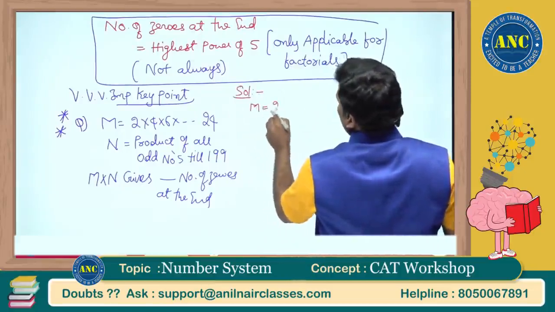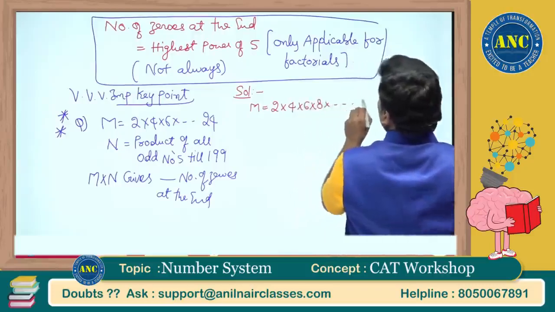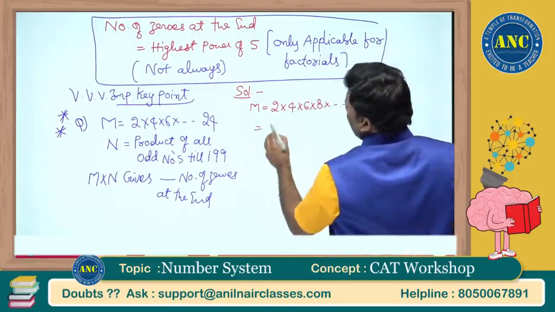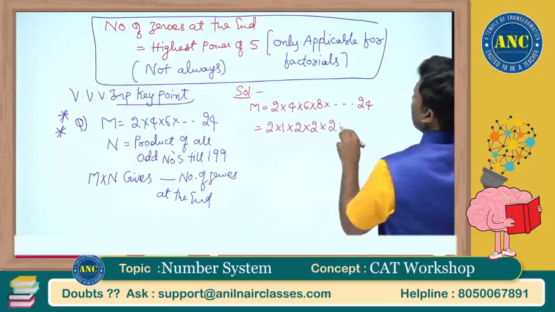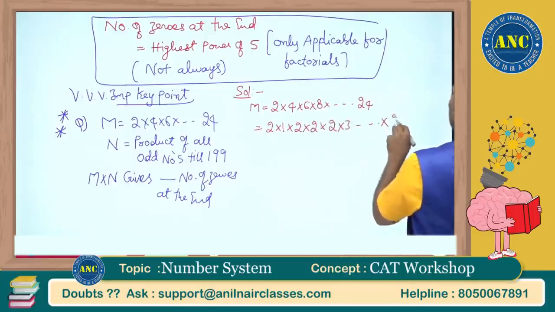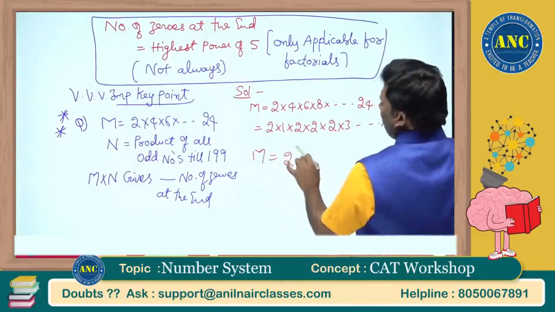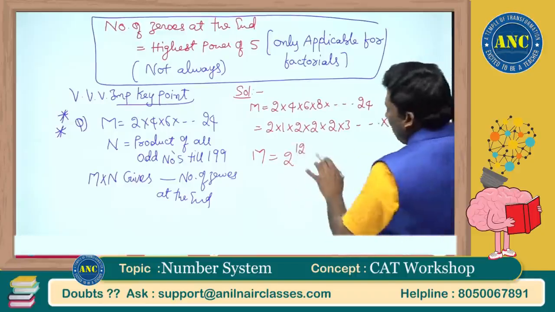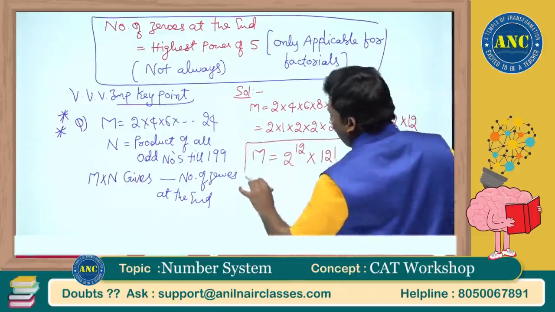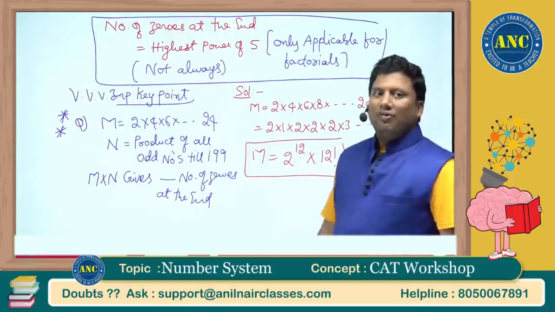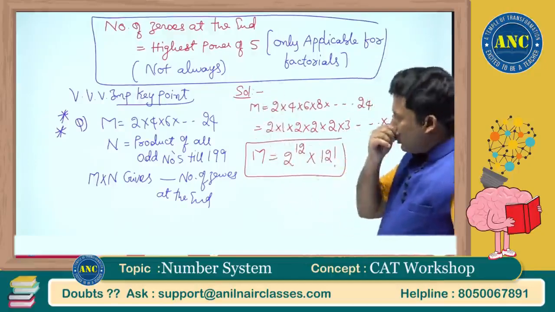Solution. M is 2 into 4 into 6 into 8 and so on up to 24. So this is 2 ones are 2, 2 twos are 4, 2 threes are 6, 2 fours are 8, 2 twelves are 24. 2 is multiplied 12 times, 2 power 12, and 1 into 2 into 3 till 12 is 12 factorial. M is 2 power 12 into 12 factorial. Till here it is clear. In the next slide, we will use it.